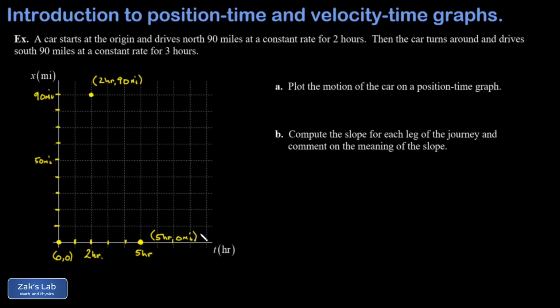And because these motions occur at a constant rate, we can connect these points with straight lines to obtain the position time graph for the motion of the car. Next, we start to think, what does the slope mean on this graph? And there are 2 different legs of the journey to analyze.